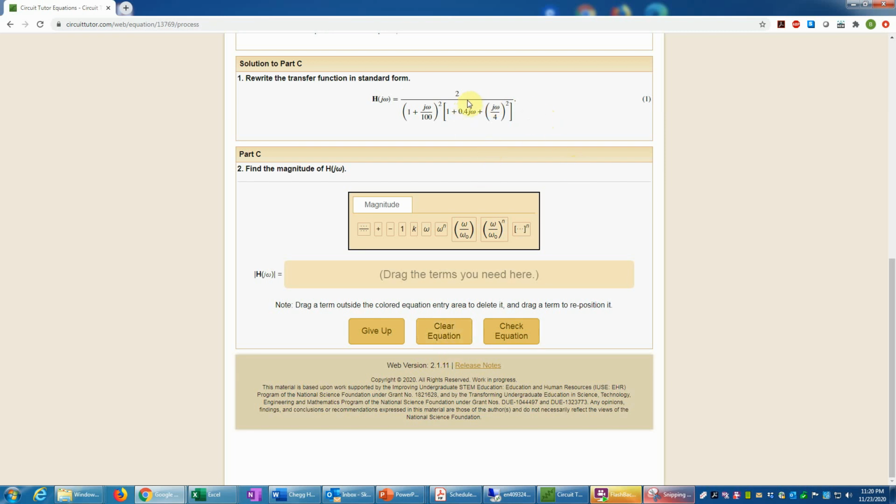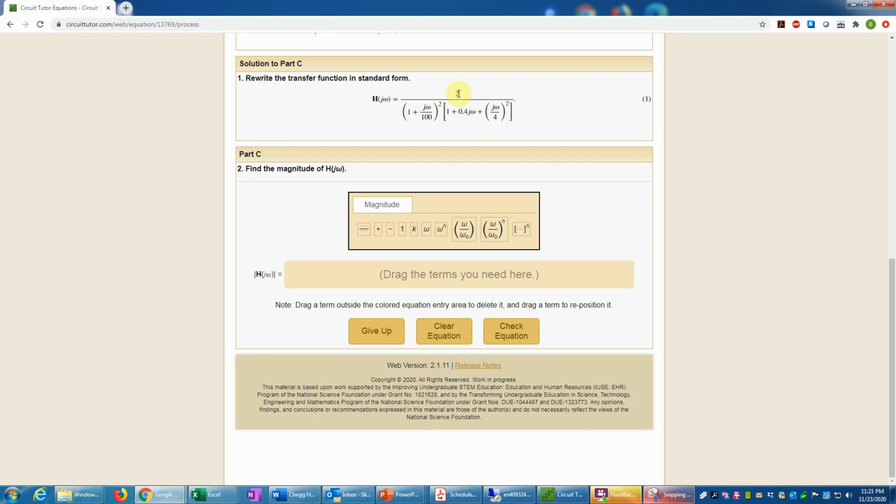So we have to take the magnitude of this, and what we notice is that this is a quotient of two things, and that means we have to use one of the basic rules for taking magnitudes, which is the magnitude of a quotient of two complex numbers is the quotient of the individual magnitudes of the numerator and denominator. So the magnitude of the quotient is the quotient of the magnitudes. And that means that I need to separately take the magnitude of the numerator and the denominator.